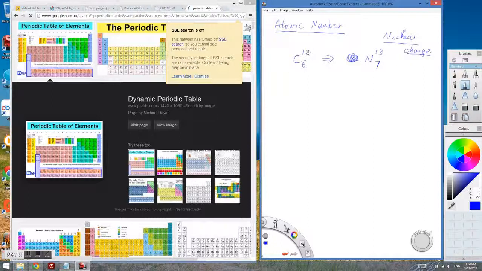However, the difference is, say I have carbon 12 and somehow I bombard it and add a neutron to it, it would be carbon 13. If I add a neutron to it, it's still a nuclear change. The carbon 12 would change to carbon 13, but it's still carbon.